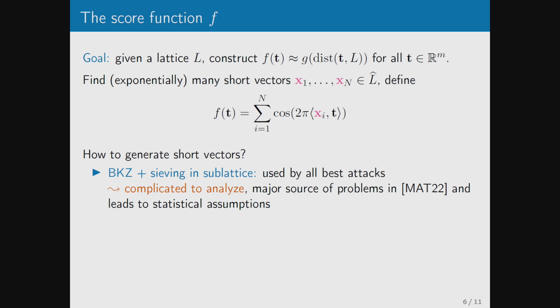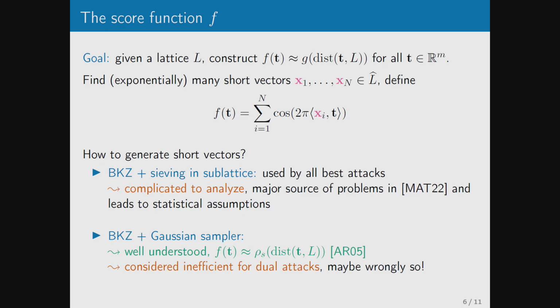The usual way to do that, which is done in virtually all the attacks, is you just reduce the basis with BKZ, and then you sieve in the lattice L. In fact, to be more precise, you need to sieve in a sublattice of the lattice dual, which makes it even harder. The result is that this is very complicated to analyze, and that's a major source of issues in the proof of Mattsov. That's why they need this statistical assumption that everything goes well: everything is independent, everything is nice.